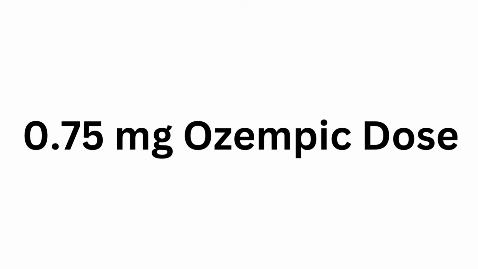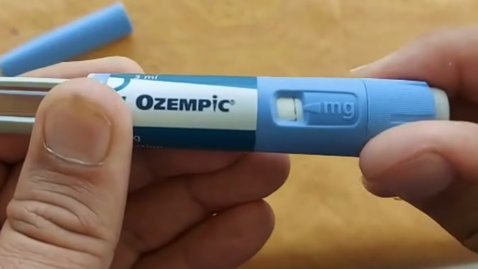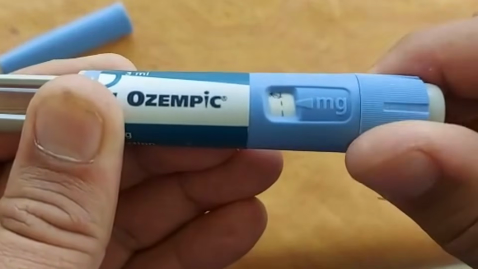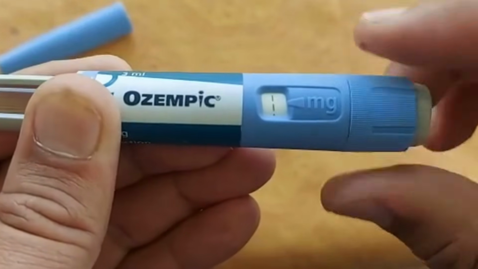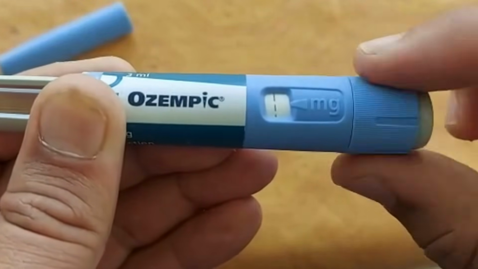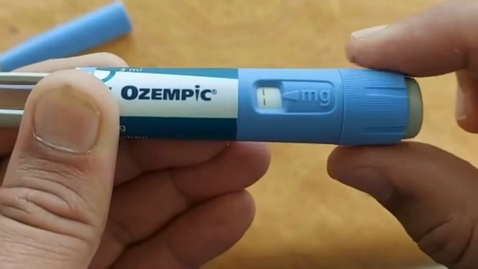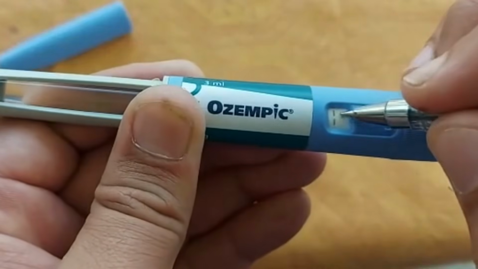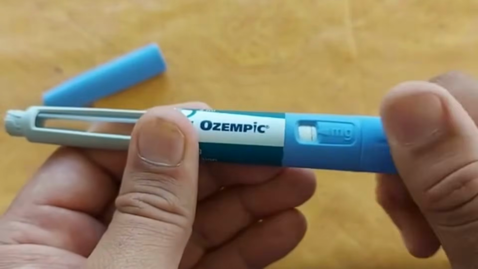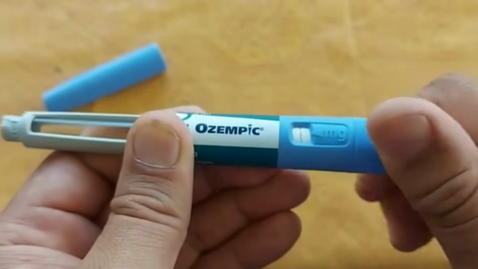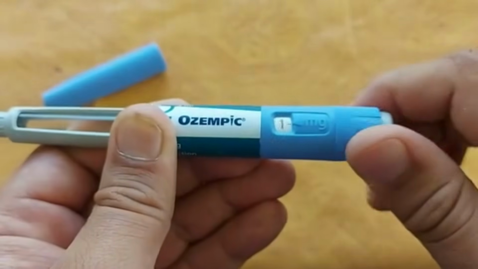For those needing a 0.75 milligrams Ozempic dose, start from 0 and count up to 54 clicks. There you have it, your 0.75 milligrams Ozempic dose. Lastly, if your dosage is 1 milligram, simply rotate the dose selector from 0 to the final point, which is 74 clicks. Remember that you can only use the open pen for 56 days, as per the manufacturer's expiry information.